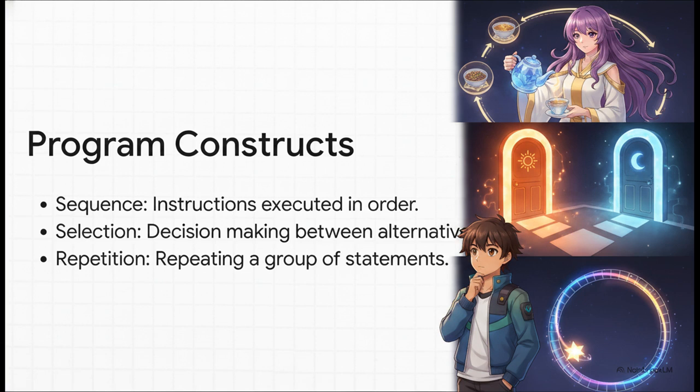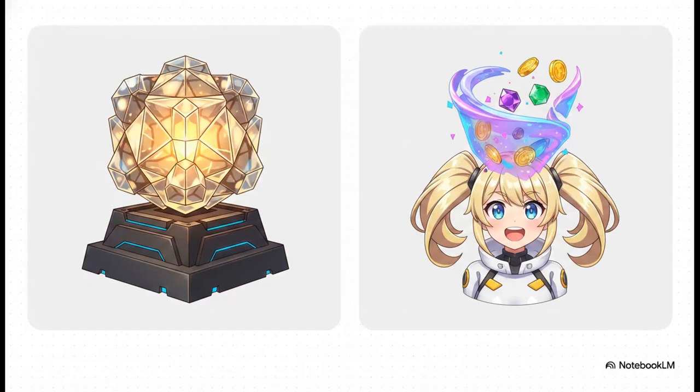And the third pillar is repetition. I mean, why do a task 100 times manually when you can just write a loop? Loops repeat a specific instruction automatically until a certain condition is met. Now, inside those logic constructs, we have to store our data. And we do that using constants and variables.